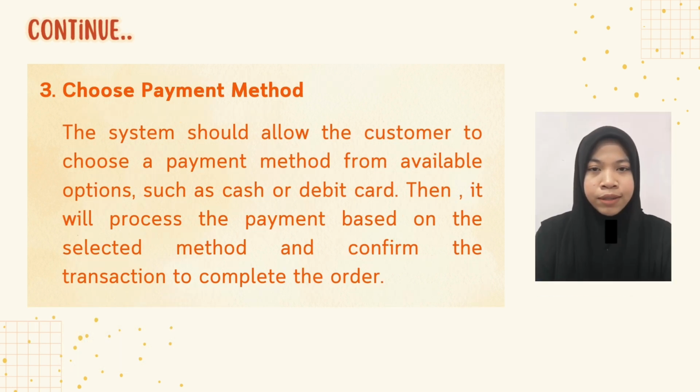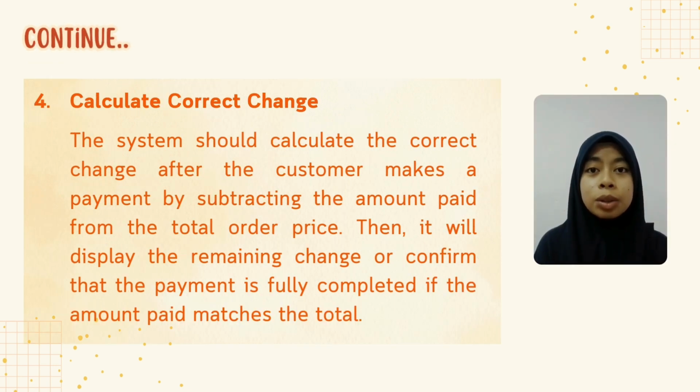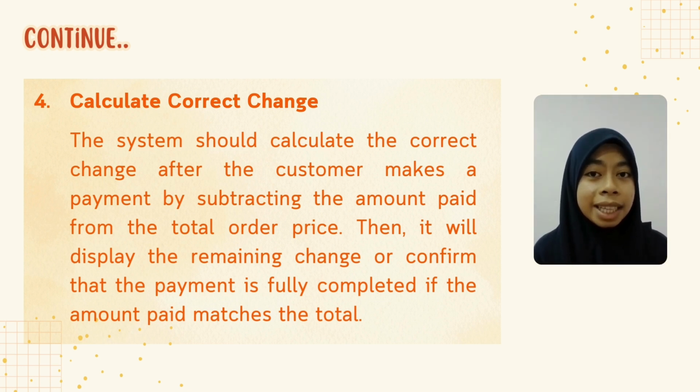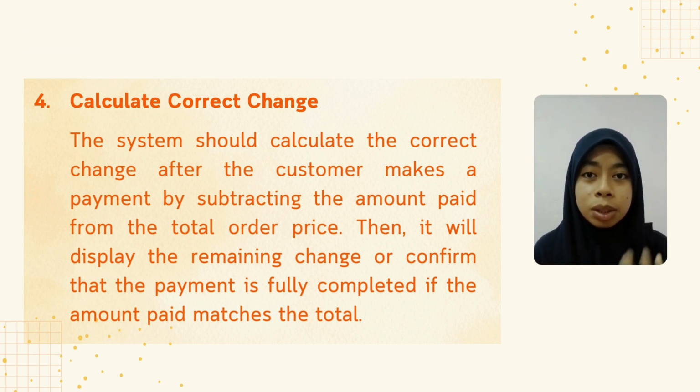Third, choose payment method. The system should allow the customer to choose a payment method from available options, which is cash or debit card. Then, it will process the payment based on the selected method and confirm the transaction to complete the order. Fourth, we are going to calculate the correct change after the customer makes a payment by subtracting the amount paid from the total order price. Then, it will display the remaining change or confirm that the payment is fully completed if the amount paid matches the total.